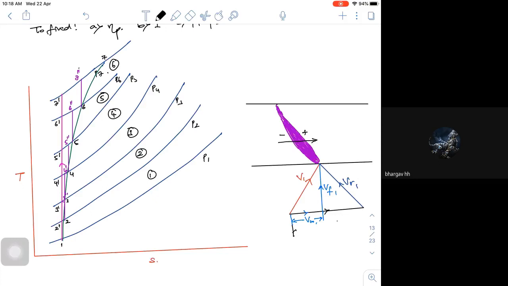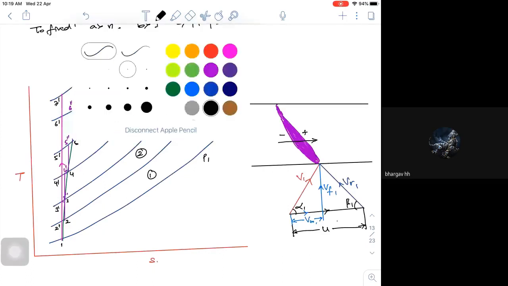So this will be my U. So this is my inlet velocity triangle. This is my alpha 1. This is my beta 1. Now if I try to draw the velocity triangle at the exit, my exit velocity triangle will be something like this.